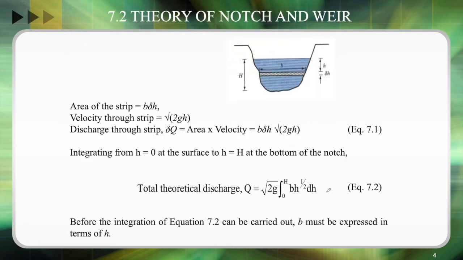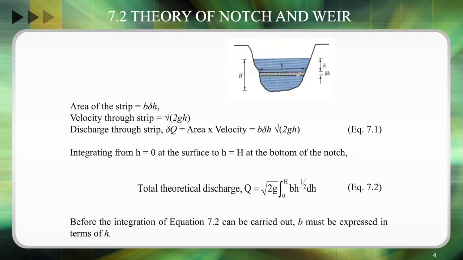So in order for us to determine the area of the strip, here we refer to this figure. The area of the strip is B, the width, times delta H, the change of height. So delta H here is this area. To find this area, we multiply width times length. B times delta H, we will get this kind of area.